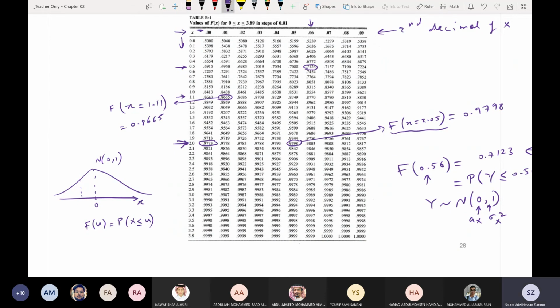What is this F of u? If this is u, it's simply the area under the curve under the tail. This is F of u. It's basically the area under the tail, we call this the tail of the distribution, just to visualize what you are doing.